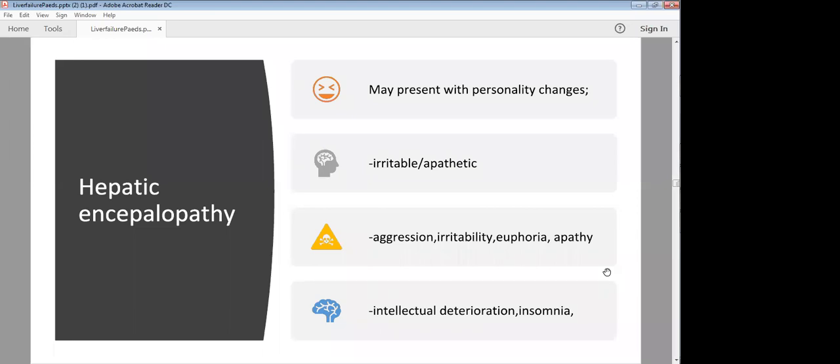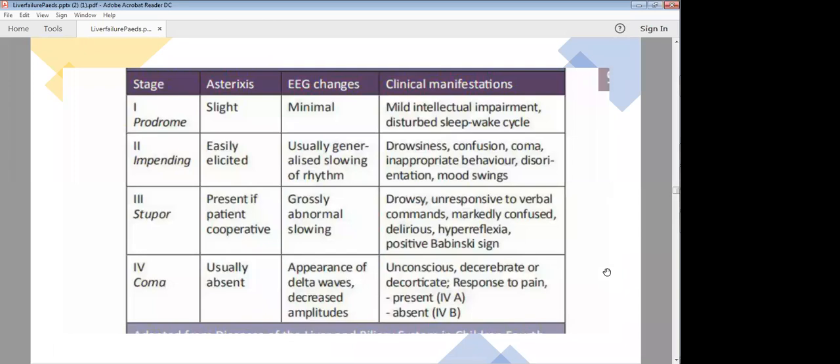Okay. I think I have mentioned that hepatic encephalopathy is due to hyperammonemia in older children. Okay, next. There are 4 stages. So this is from the pediatric protocol. You can grade the extent of the severity based on the symptom. Okay, first symptom, clinical manifestation, and then the sign, how to elicit by flapping tremor. Okay, and then at times we can grade using EEG changes, right? Electroencephalogram. Okay, there are 4 stages: prodrome, impending, stupor, until it can cause coma. All right, next.